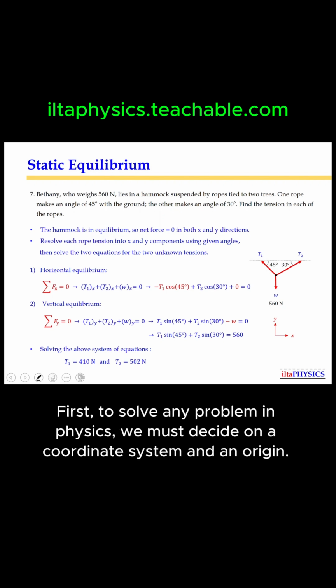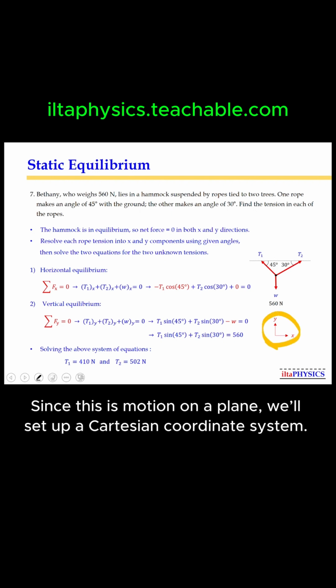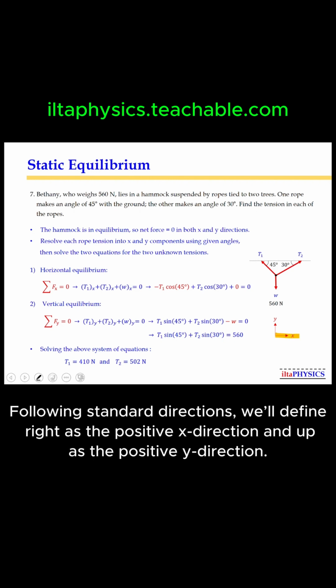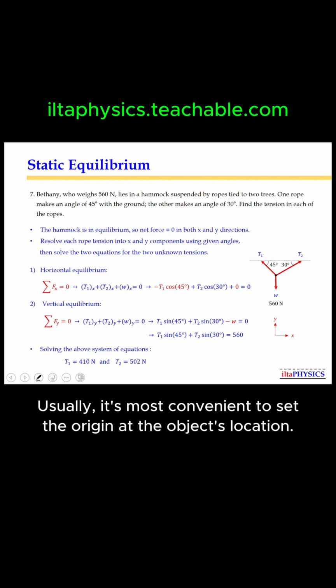First, to solve any problem in physics, we must decide on a coordinate system and an origin. Since this is motion on a plane, we'll set up a Cartesian coordinate system. Following standard directions, we'll define right as the positive x direction and up as the positive y direction. Usually, it's most convenient to set the origin at the object's location.